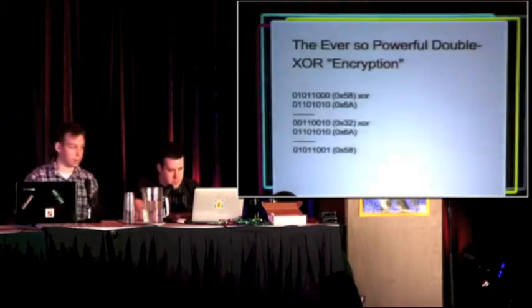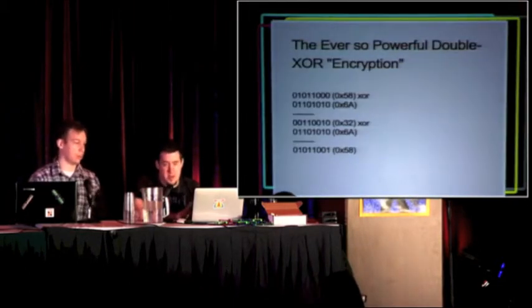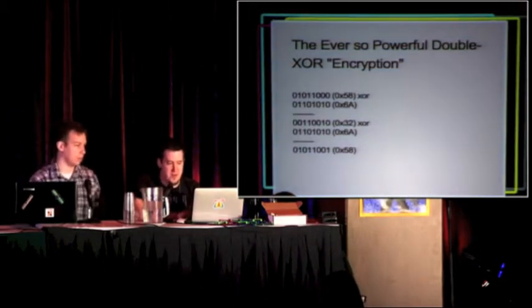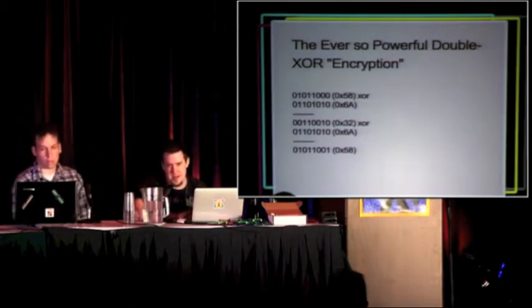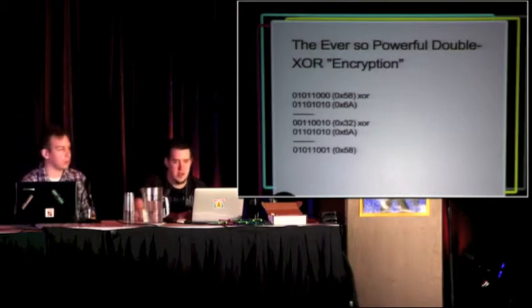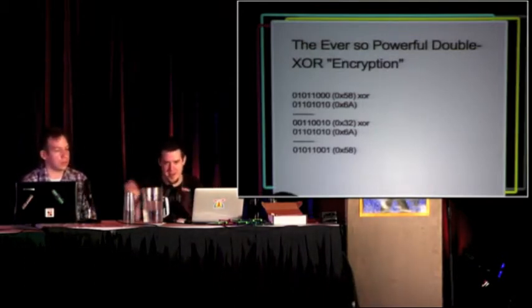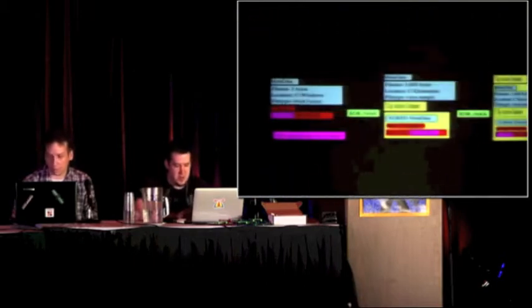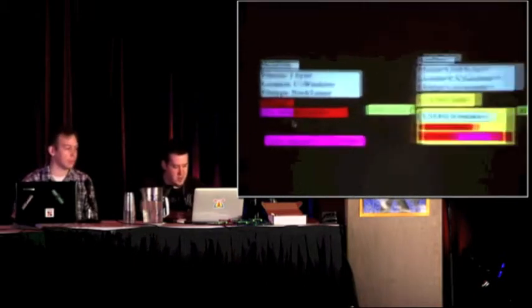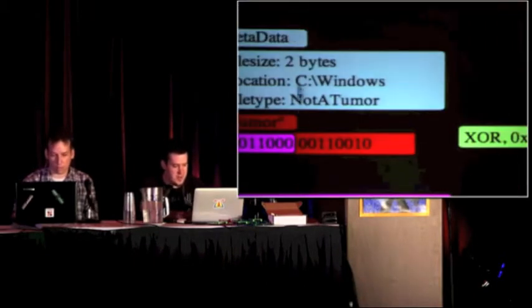One thing a lot of you may know is the ever so powerful double XOR encryption. If you use the same key twice, it just comes back to its original point. It's like a double ROT13: you rotate it 13 characters, rotate it 13 characters again, you overlap the 26, and you're back to where you started. That's double XOR, which is crucial for the next point about playing with this quarantine process. So this is the tumor.